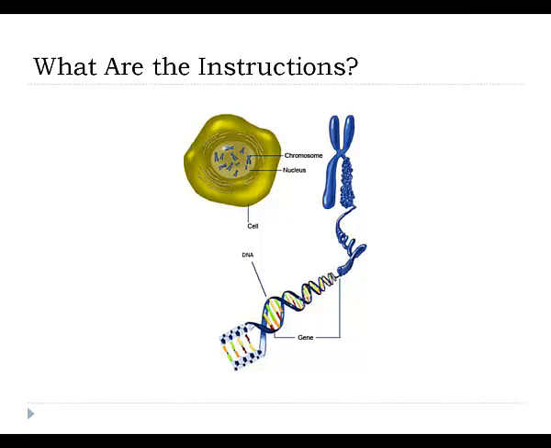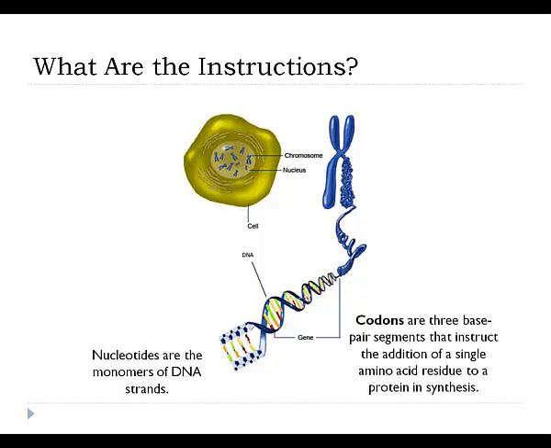So let's take a look from the bottom up. What are the instructions themselves? And we're going to start, like I said, from the bottom up, from the nucleotides. And nucleotides are monomers of DNA strands, right? So they're the sort of letters. We'll be talking about this later as well when we talk about proteins. They're sort of the letters that make up the words that give the instructions. Those are called nucleotides. They're the individual monomers in a DNA strand.